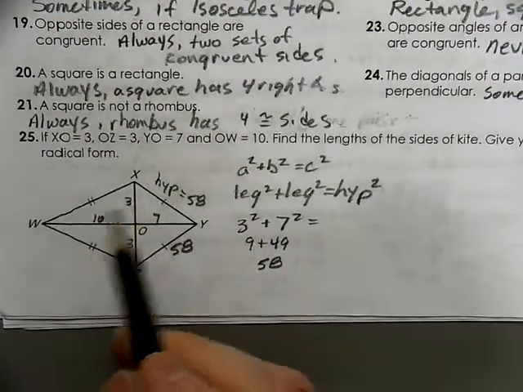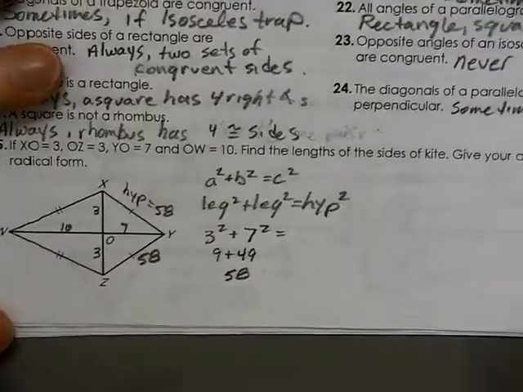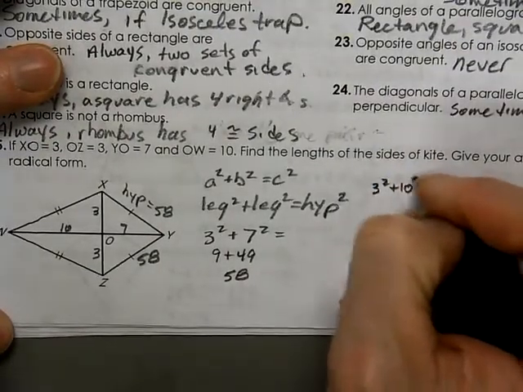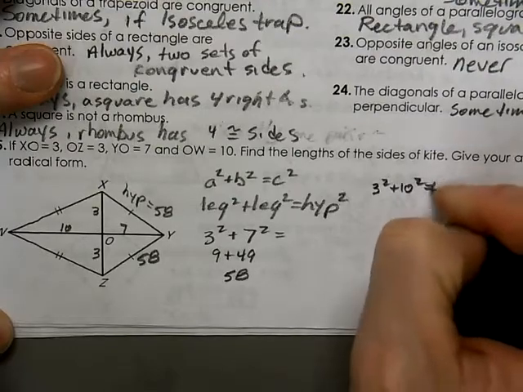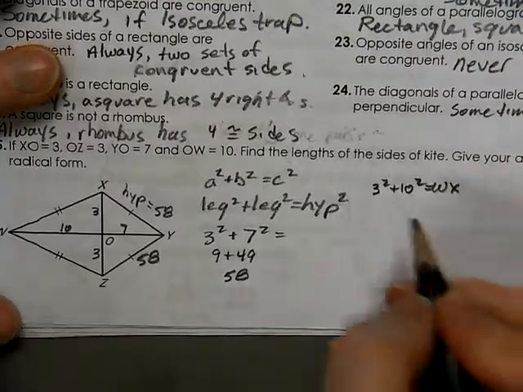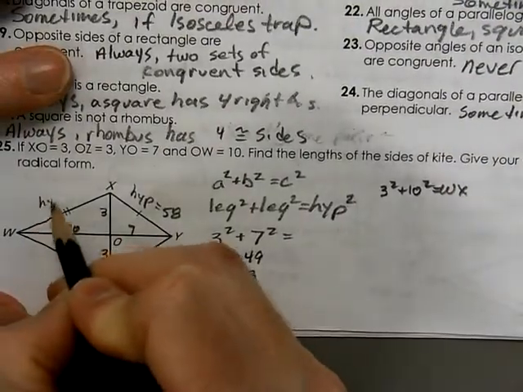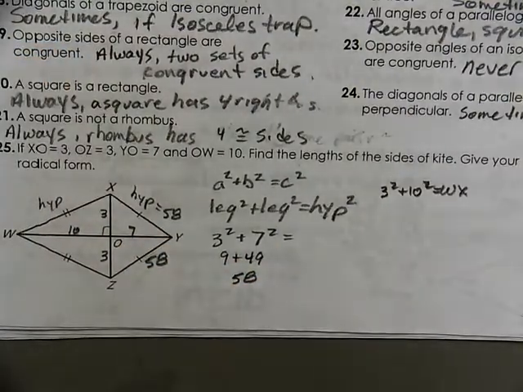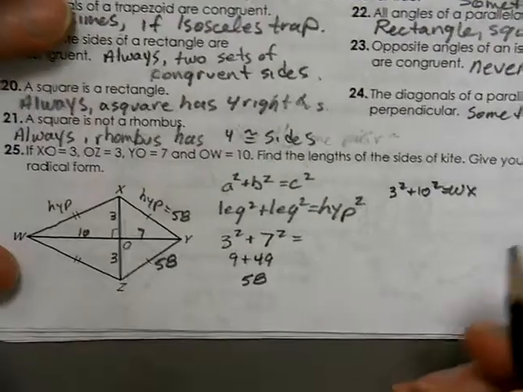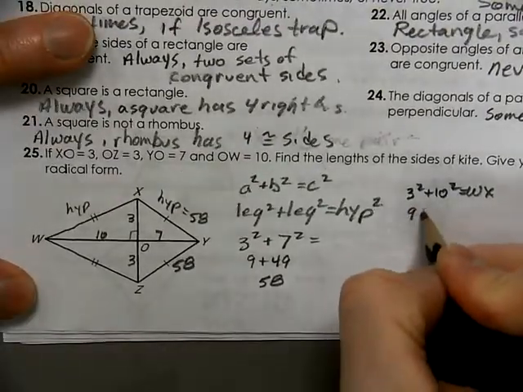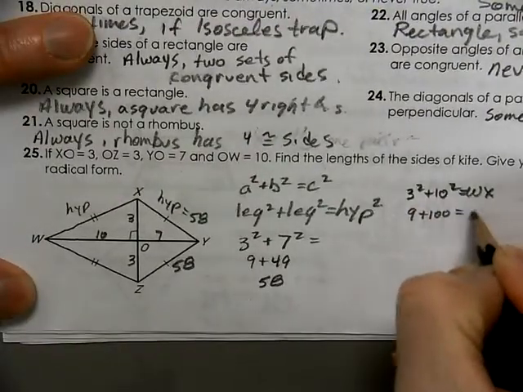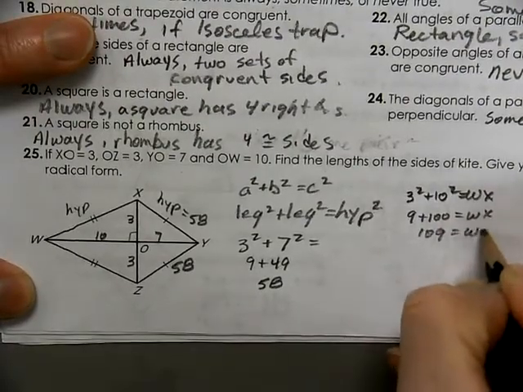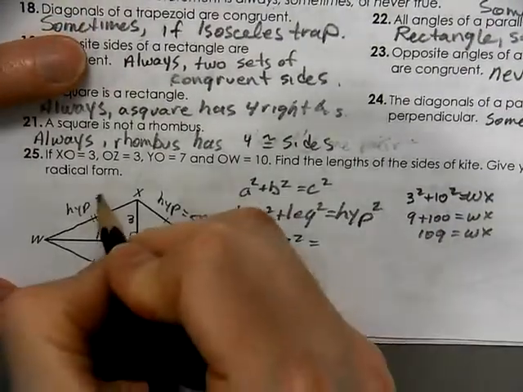Now we look to this portion, and it's going to be a teeny bit different. We're going to get 3 squared plus 10 squared equals WX. That's our hypotenuse here, because remember, diagonals are perpendicular in a kite. So 9 plus 100 equals WX. 109 equals WX.